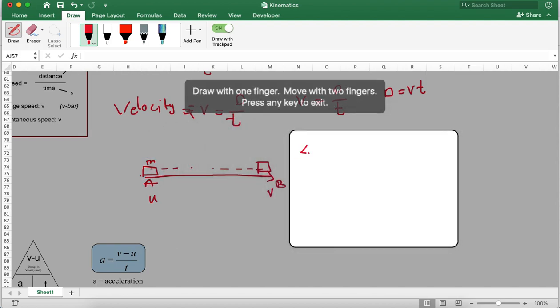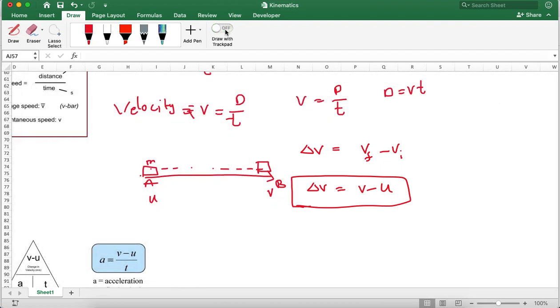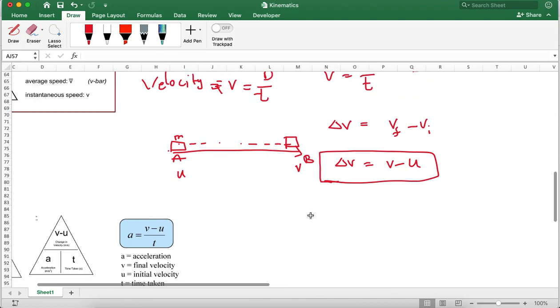Now if I want to know the change in velocity, it is usually represented with a delta. So the change in velocity will be equal to v final minus v initial. In our case, the final velocity is v and the initial velocity is u. So this expression explains the change in velocity. For a particular object, delta v is equal to final velocity minus initial velocity. This is the other term that you need to know, the change in velocity.